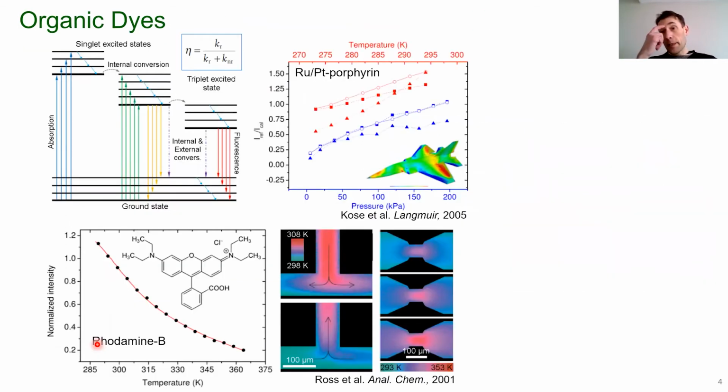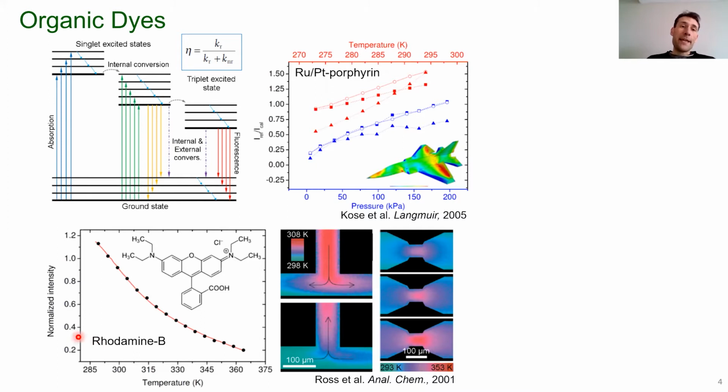All right, so I'm going to quickly review the state of the art of some of the different nanothermometers currently existing. The first, and probably historically the very first type of nanothermometer that was developed, is based on organic dye. These are basically organic molecules that are fluorescent.